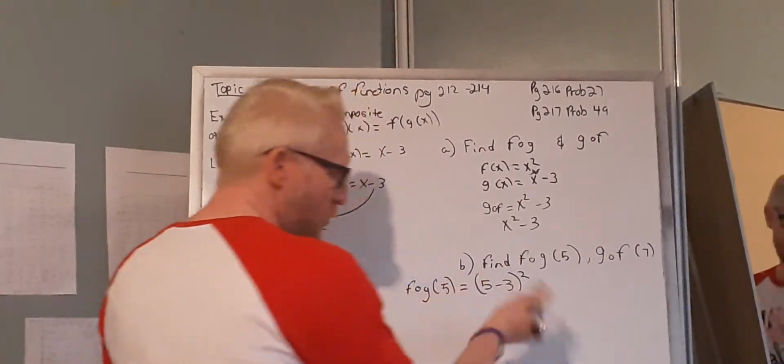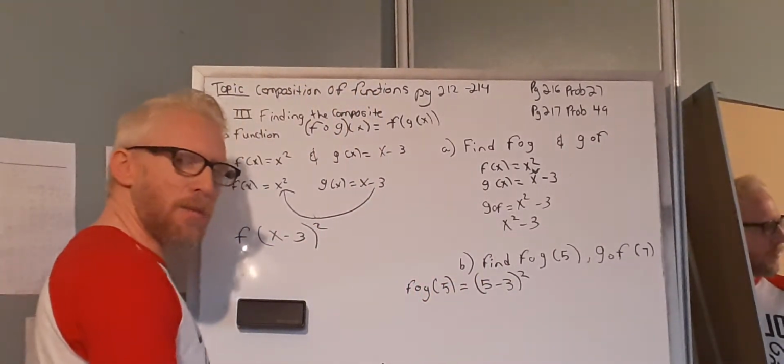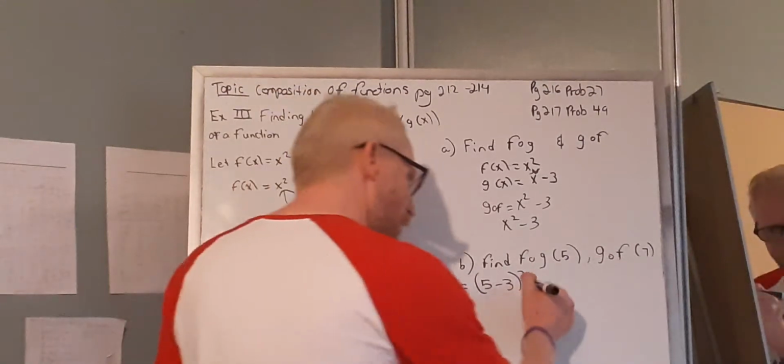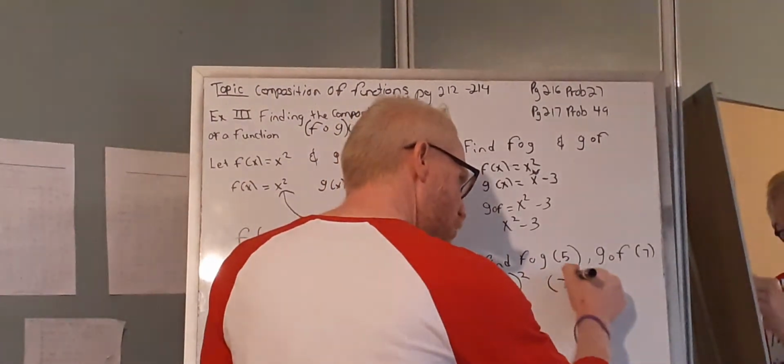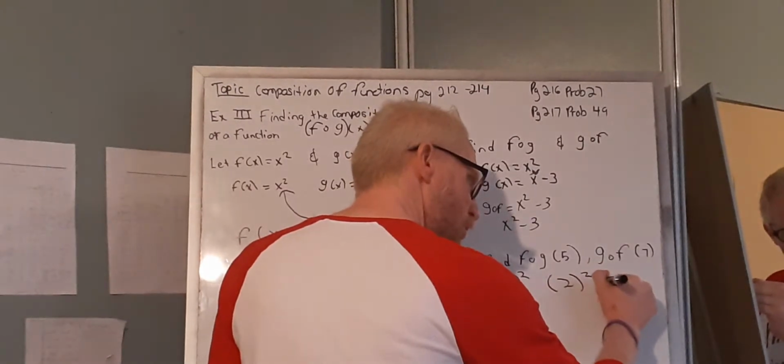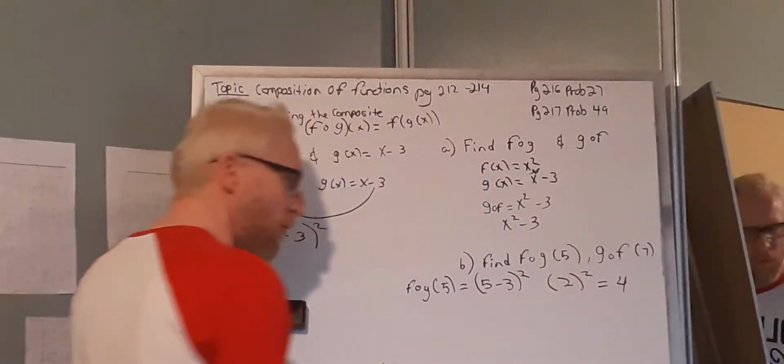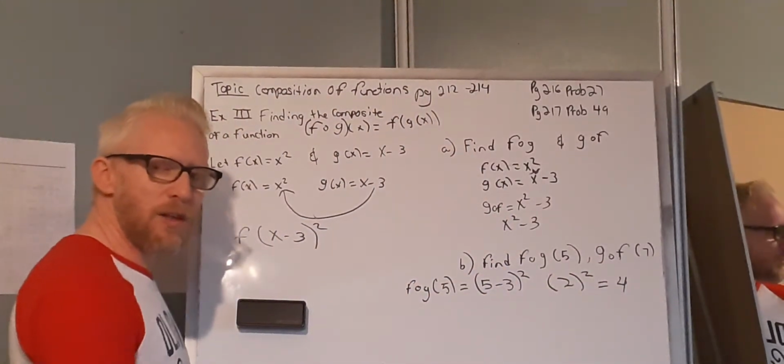And we're going to use our order of operations. Obviously, parentheses goes first. So 5 minus 3 equals 2. And that's going to be 2 squared, and 2 squared equals 4. So f of g for 5 equals 4.